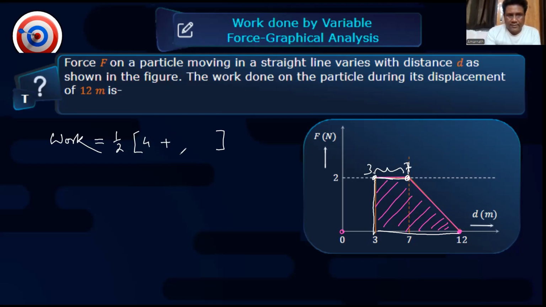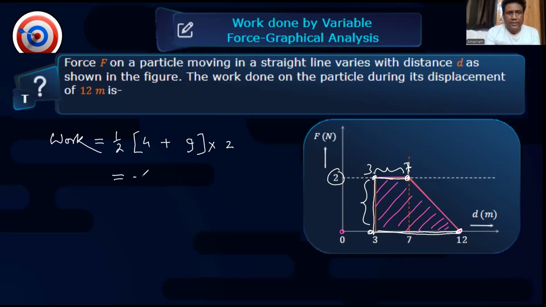So 4 plus. And the length of this side, this is 12, this is 3. So 12 minus 3 is 9, okay? The length is 9. Into the separation between the two lines. So this is the separation. It is 2 only, okay? Already given. So this is the answer, nothing else.